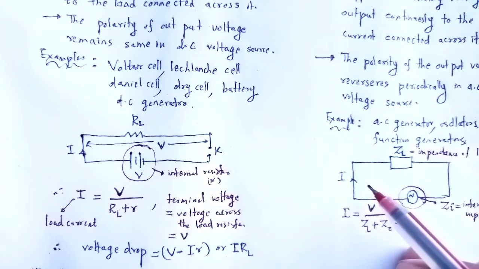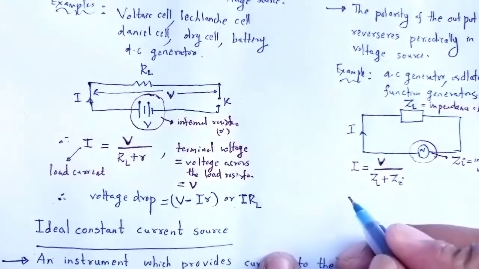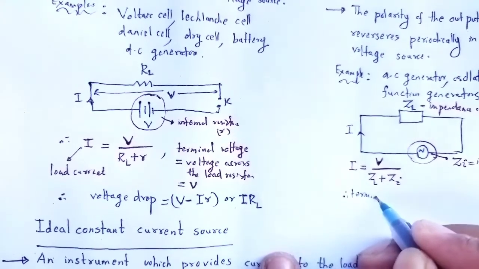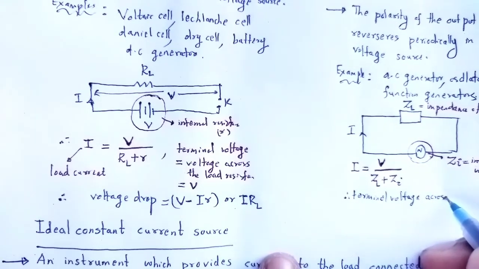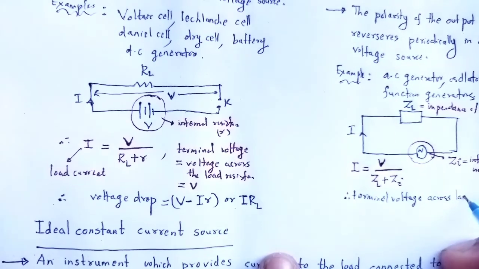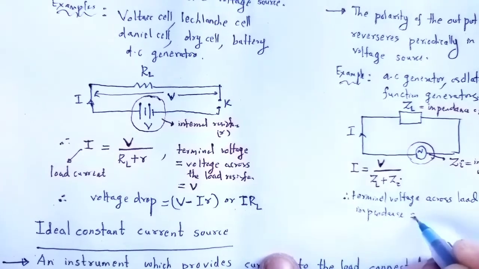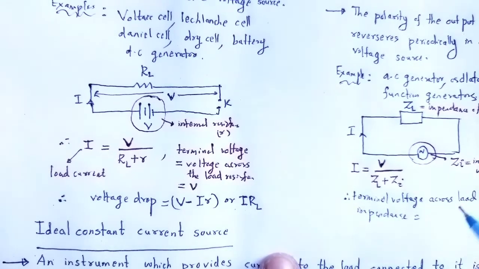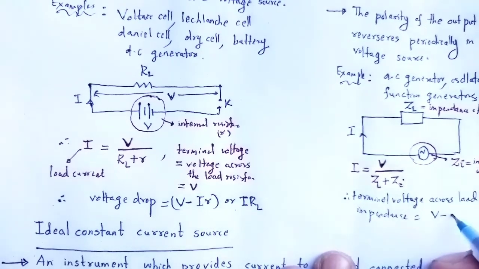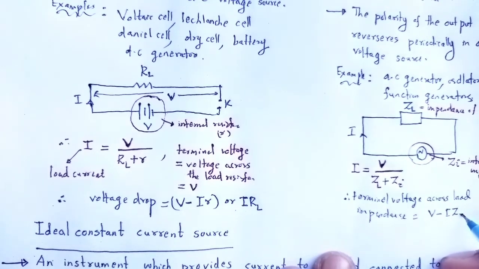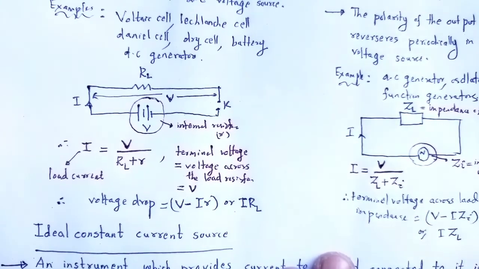And the terminal voltage across the load impedance, therefore, is equal to the voltage drop, we can say, V minus I Zi, or I ZL.